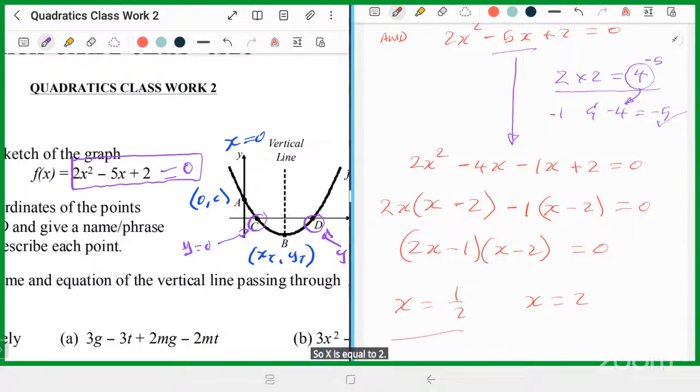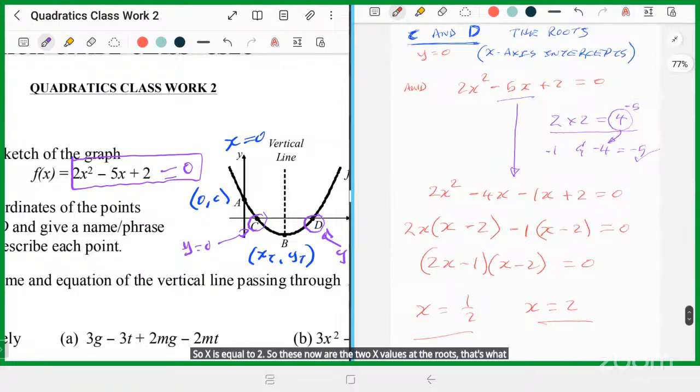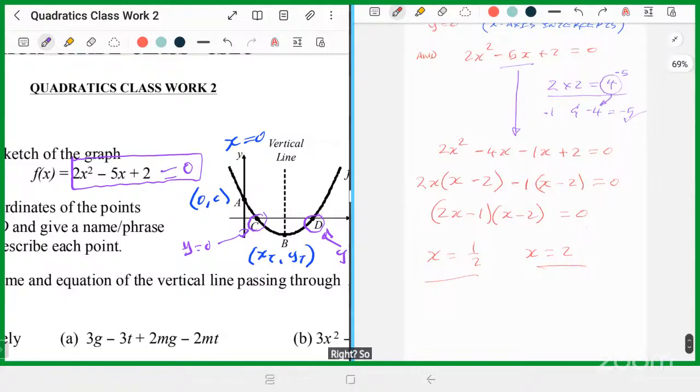So these now are the two x values at the roots. That's what we just found, that's how we found them by solving the equation. Right? So the smaller one, which is a half, is at C, and the larger one is at D.